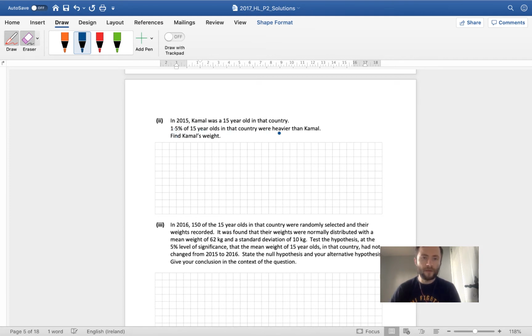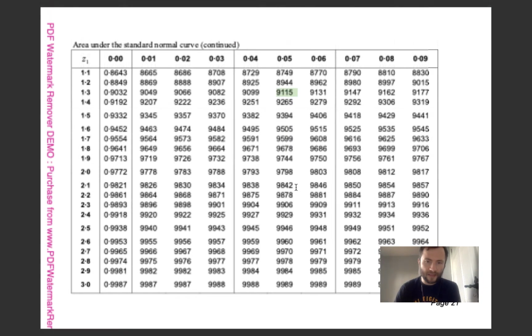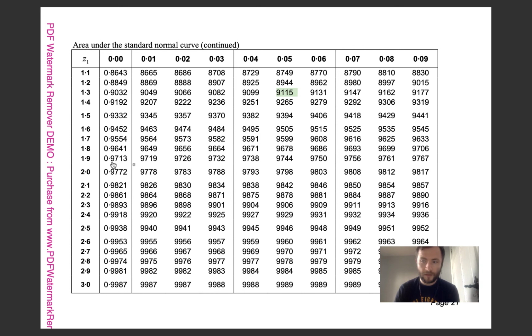So if we're told that 1.5% of 15-year-olds were heavier than Kamal, that corresponds to 98.5%, which is the same as 0.985 of 15-year-olds who are lighter than Kamal, and 0.985 corresponds to the z-score of 2.17. Where is this? Yeah, so 9850.